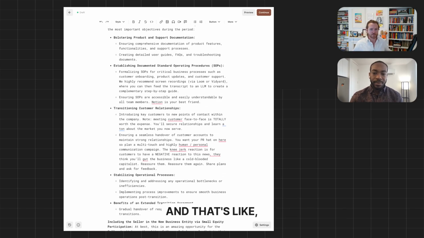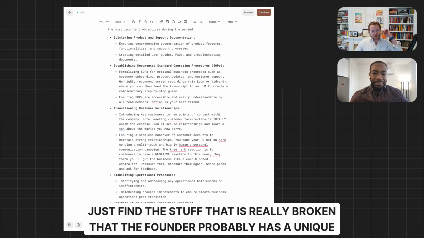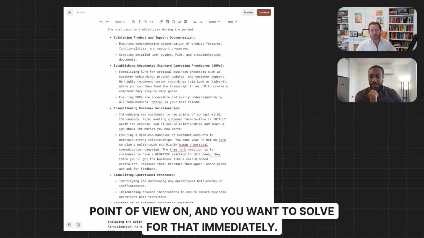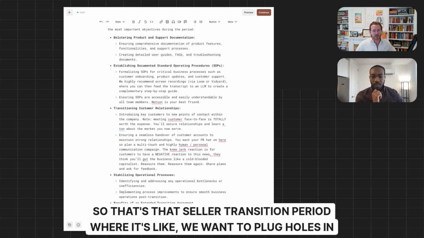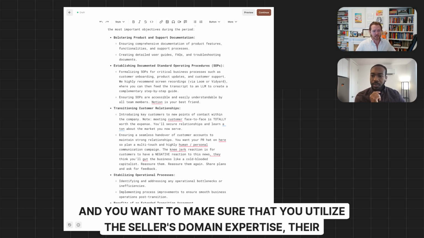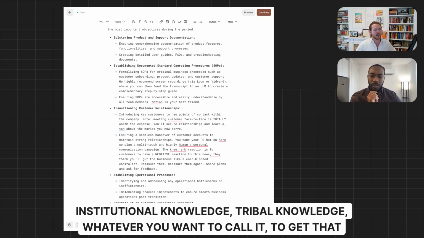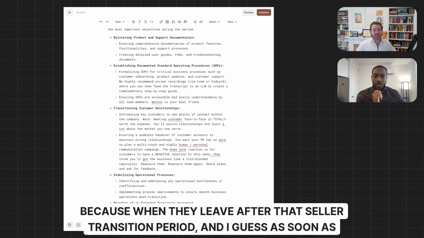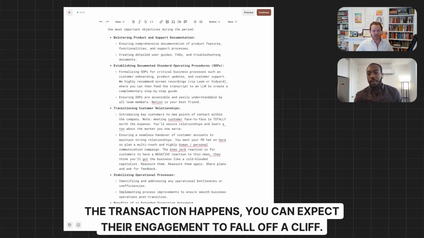And that's like, just find the stuff that is really broken that the founder probably has a unique point of view on, and you want to solve for that immediately. So that's that seller transition period where it's like, we want to plug holes in the ship so that it stops sinking. And you want to make sure that you utilize the seller's domain expertise, their institutional knowledge, tribal knowledge, whatever you want to call it, to get that stuff solved for. Because when they leave after that seller transition period, you can expect their engagement to fall off a cliff.